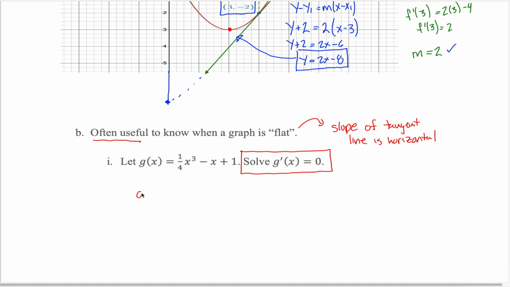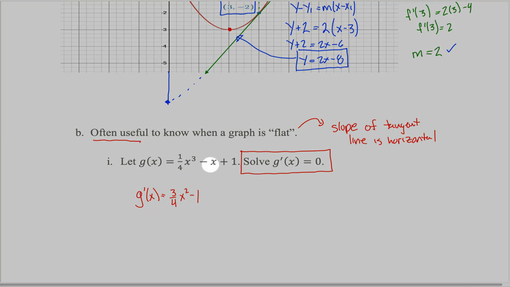If g of x is this function, maybe for you it's a one-step process to figure out that the derivative is 3/4 x squared minus 1. It might not be a one-step process for you quite yet. You might want to show several lines in between here and here. So hold yourself accountable. If you're not positive that this equals this, work that out on your own and convince yourself that the derivative of this is equal to this.